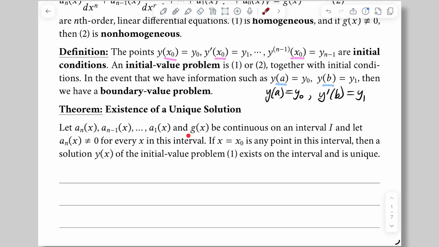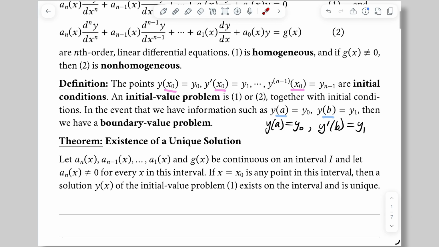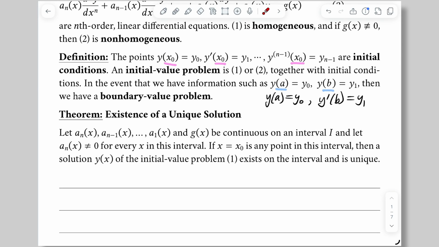For an initial value problem, if all the coefficient functions and the function on the right-hand side, in the case of a non-homogeneous equation, are continuous on an interval, and the coefficient function on the highest order derivative is not 0 for that interval, then if the input for the initial conditions is in that interval, the initial value problem has a solution and it's unique.